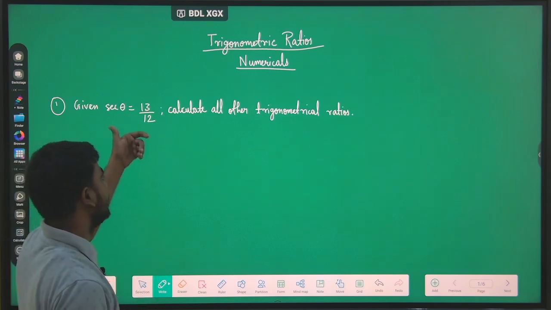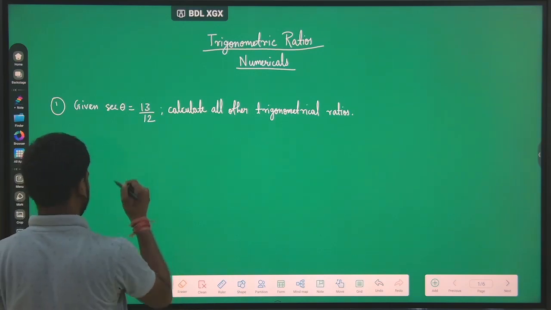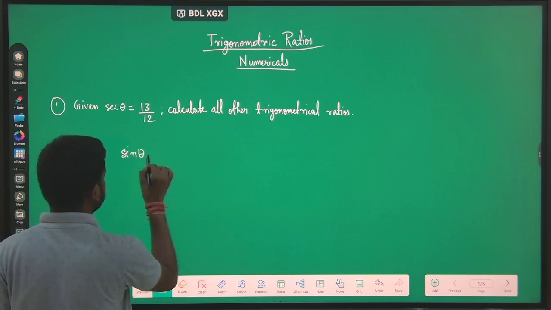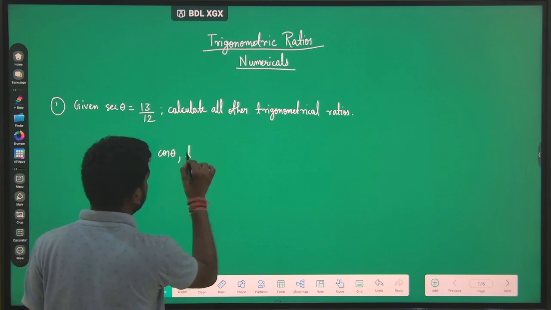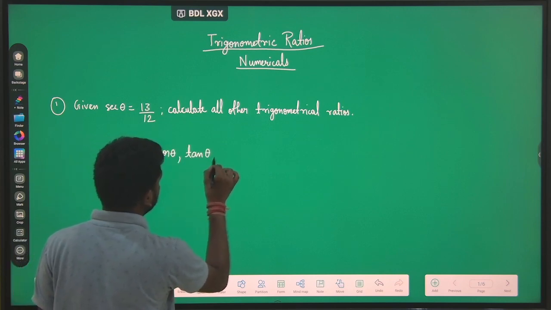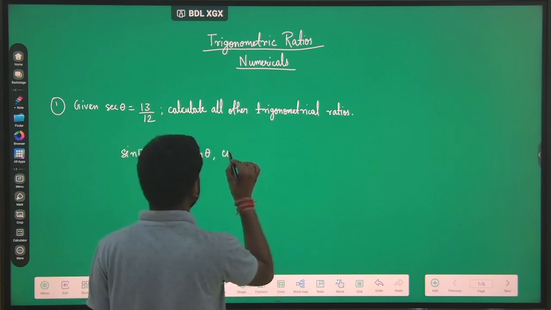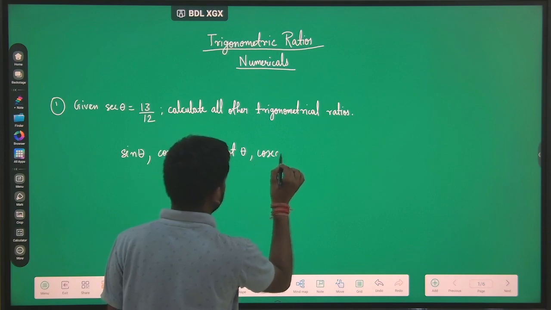So what are those ratios? First of all, let us know. The first ratio is sine theta. The second ratio is cos theta. The third ratio is tan theta. The fourth ratio is cot theta. The fifth ratio is cosec theta.